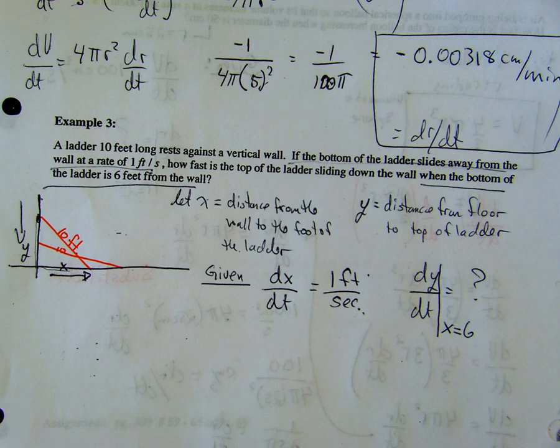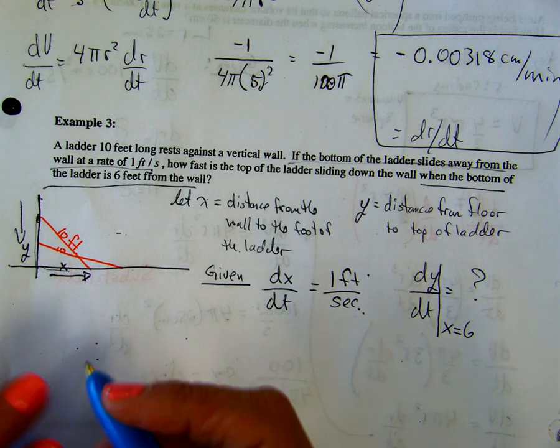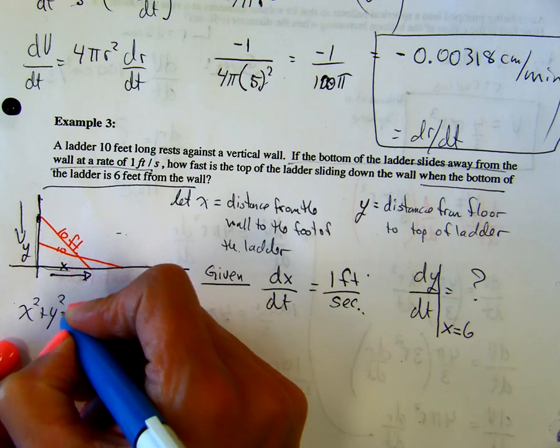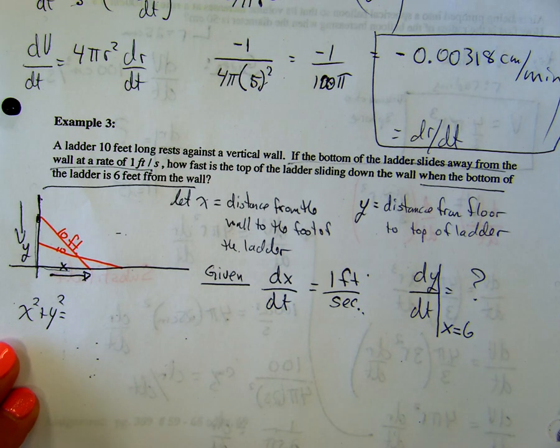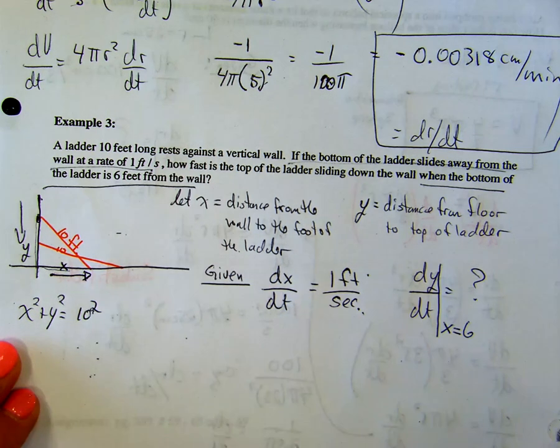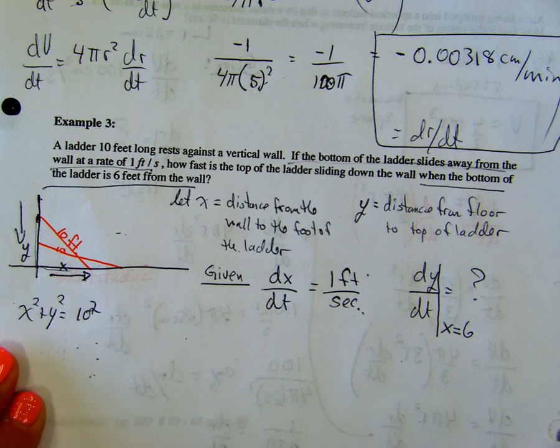Okay, so we've got a good picture of what's happening. How are we going to solve that? We need to find a relationship between our variables. Can I relate x to y? Sure I can. Pythagoras, right? So we've got x squared plus y squared. What does it equal? 10 squared. Because that hypotenuse doesn't change.